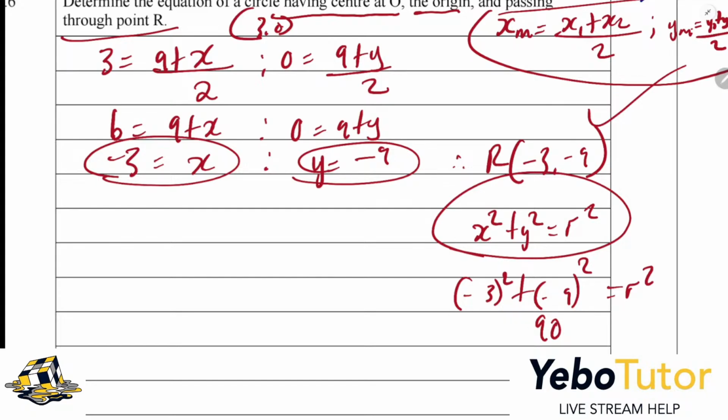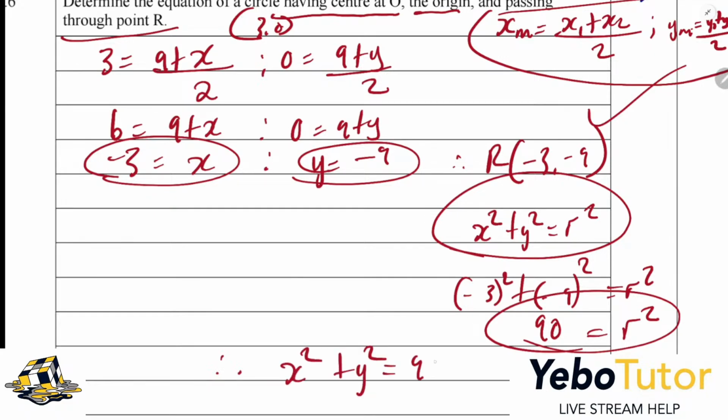Don't try this at home. Use your calculator, because tomorrow you only have 3 hours to finish this, and you need to get a distinction on that. So we can see that our r squared is equal to 90. Therefore you can now conclude that the equation of this specific circle having a center at the origin passing through the point r will be x squared plus y squared equals 90, because 90 is your r squared. All right, then of course your life will be lekker.